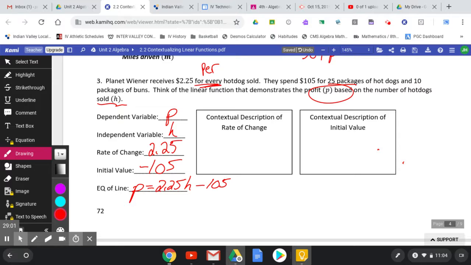All right, so in the context, what's the rate of change? It's $2.25 per hot dog. What's the initial value? The $105 spent for supplies.